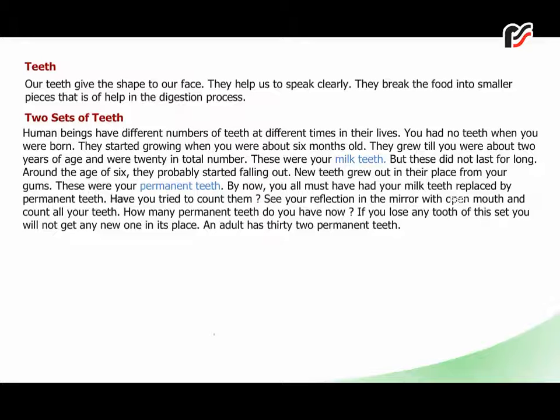Have you tried to count them? See your reflection in the mirror with open mouth and count all your teeth. How many permanent teeth do you have now? If you lose any tooth of this set, you will not get any new one in its place. An adult has 32 permanent teeth.